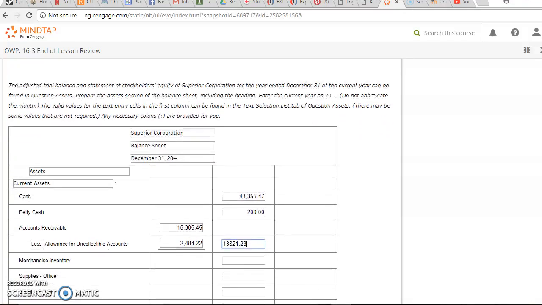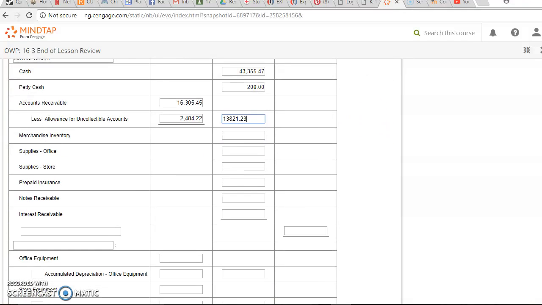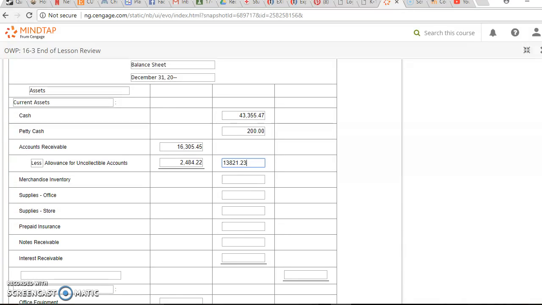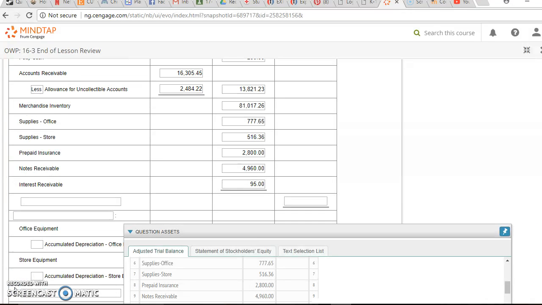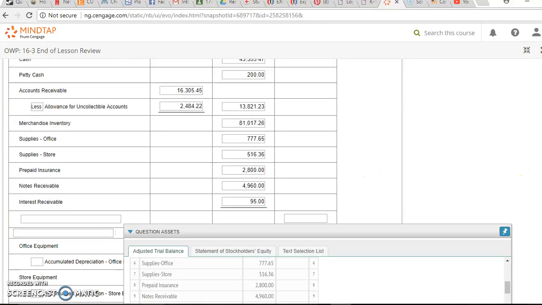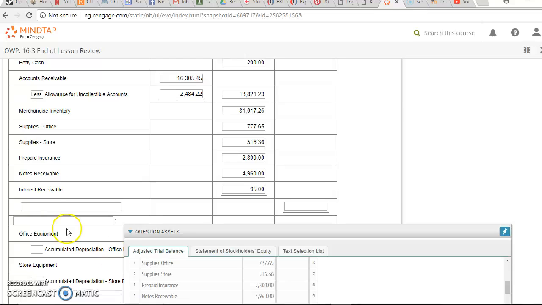Okay, so then go ahead and put all these other assets in there and then come back to me. I'm going to pause that. Okay, so then what I want you to do now is total all of the assets, the current assets, and then you're going to put down here total current assets.